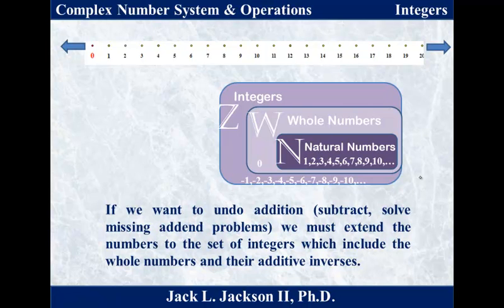Next, we expand our number system out a little bit more, and we say, oh, well, if we can go forever to the right, we can also go forever to the left and extend this out, and then we can get the integers. Okay, so we want to undo addition, that is subtract or solve missing addend problems, meaning we must extend the numbers to the set of the integers, which will include the whole numbers and their additive inverses. So not only do we include 0, 1, 2, 3, 4, 5, 6, 7, 8, 9, 10, etc., we also include -1, -2, -3, and so forth.